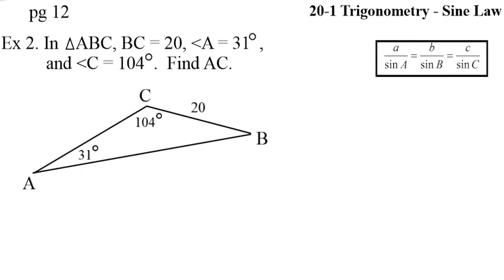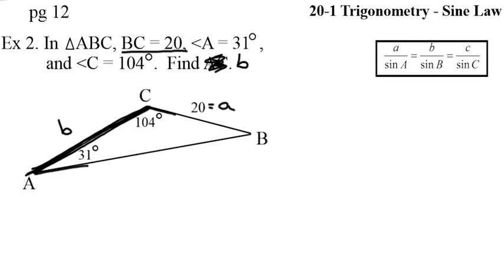Example 2. Give it a try. Find AC. I like to label. So we want AC, which is also side B for simplicity. Here we have BC is 20, got it, which is also side A. Angle A is 31, got it. And angle C is 104. So this question wants to know what AC is. I'm just going to start calling it side B because that's what we use in the sine law.